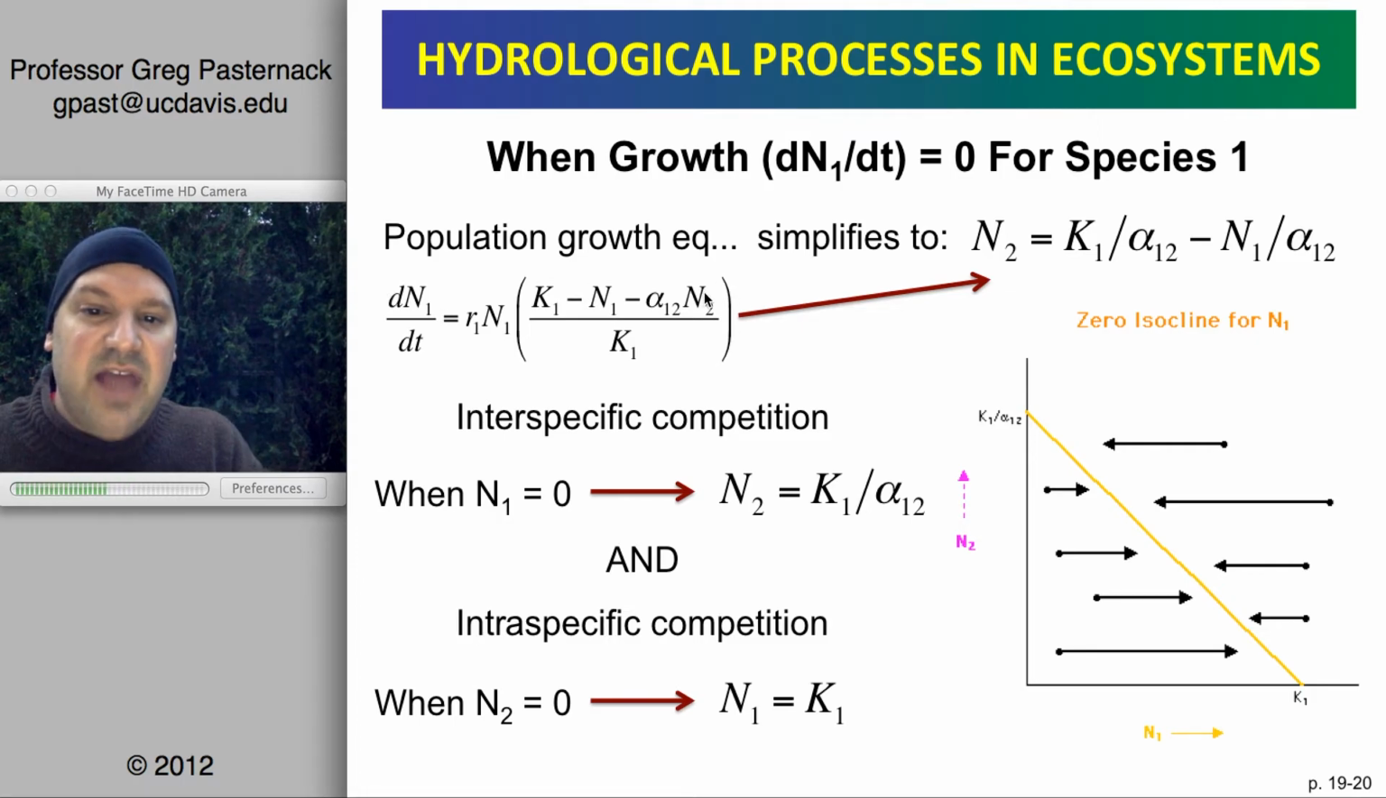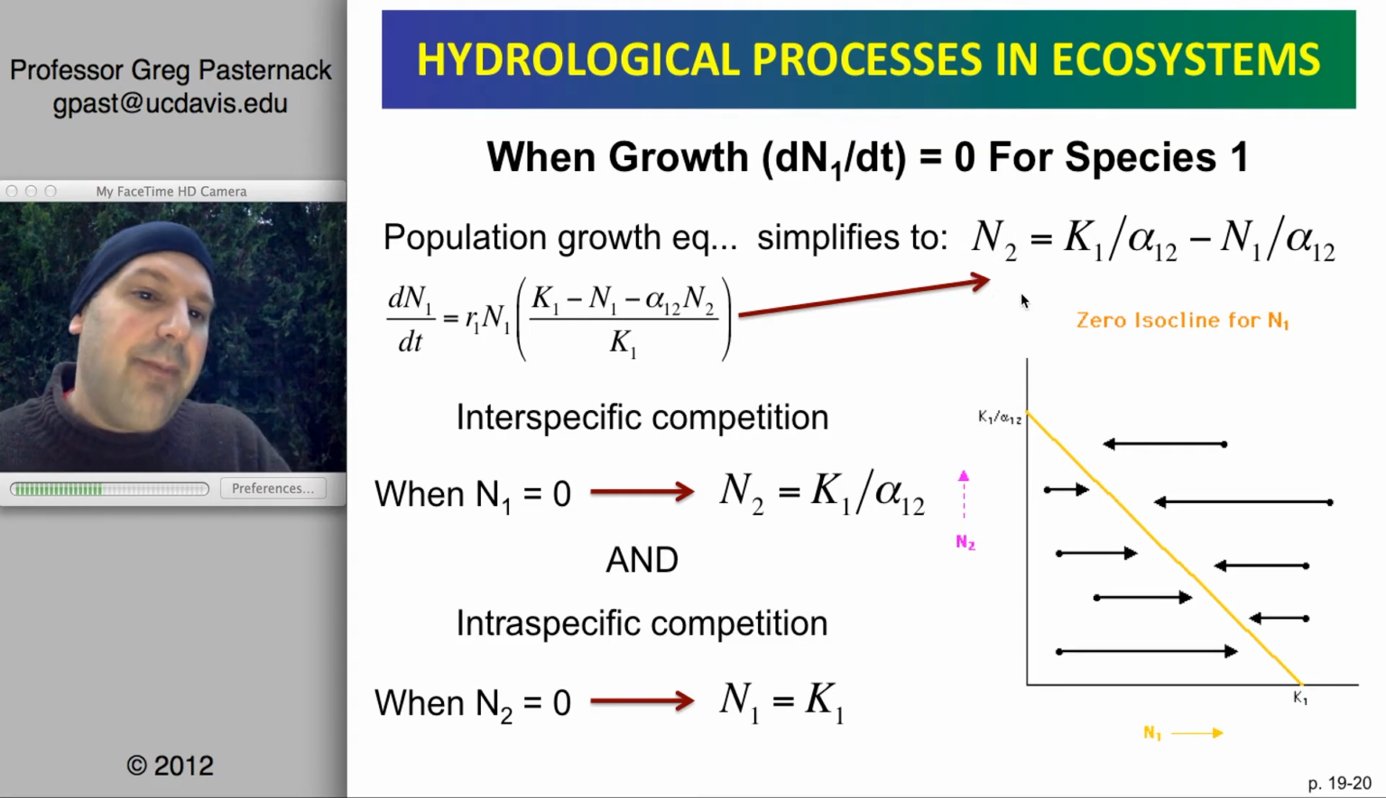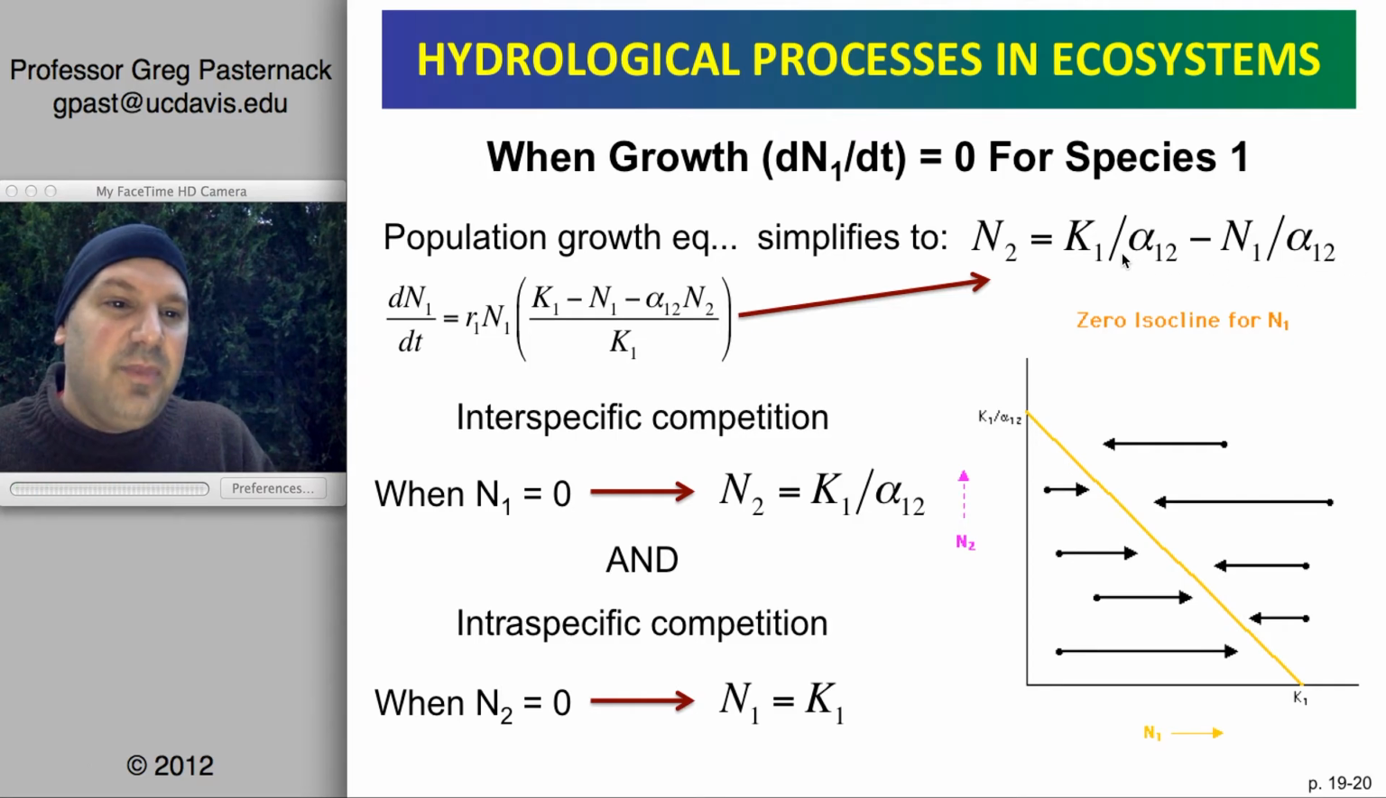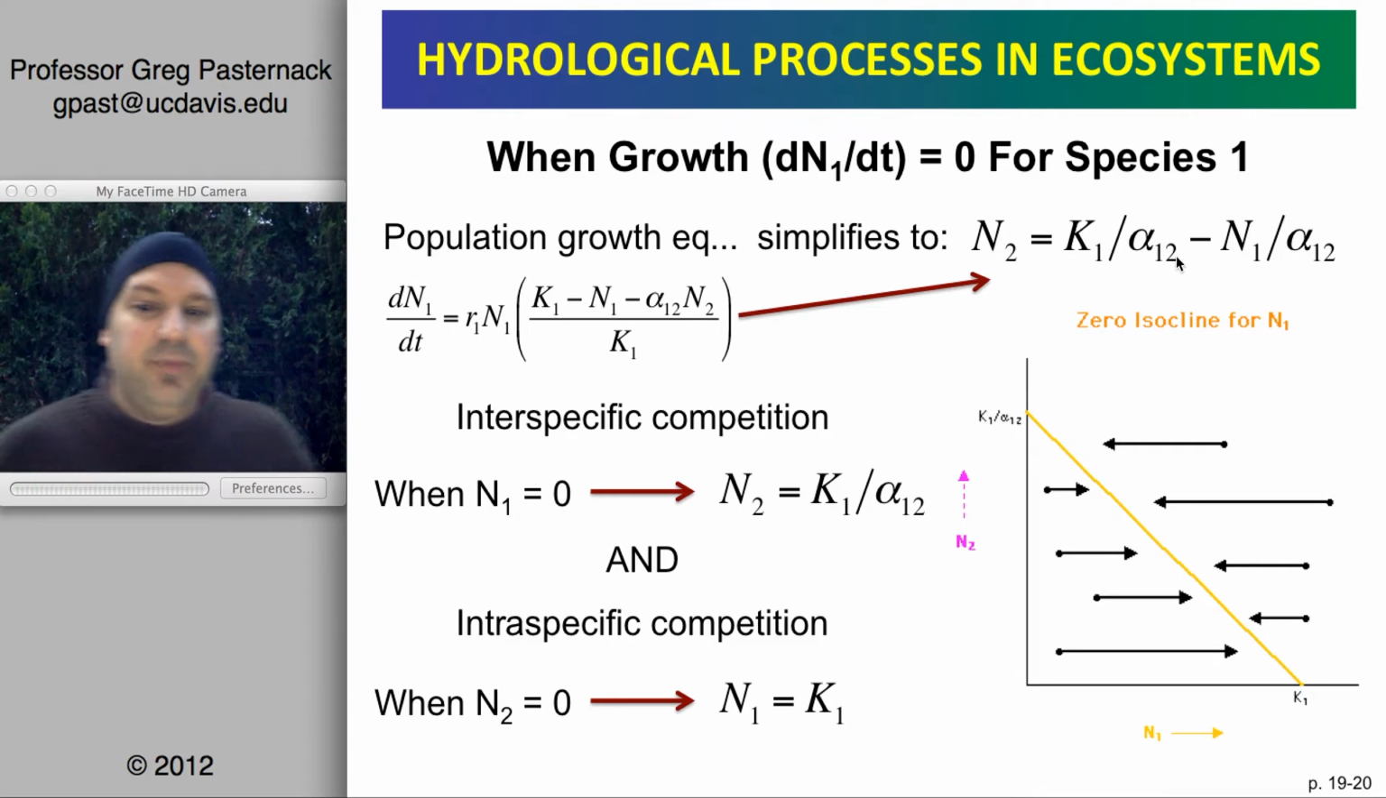And if I rearrange that to isolate N2, I get a nice linear function. It tells me that the population size of N2 when N1 is not growing equals this constant minus N1, basically a linear function of N1. This is an equation of a line because it's like y equals mx plus b. And in this case, m, the slope of the function, is negative 1 over alpha 1,2, and b, which is the intercept, is K1 over alpha 1,2.